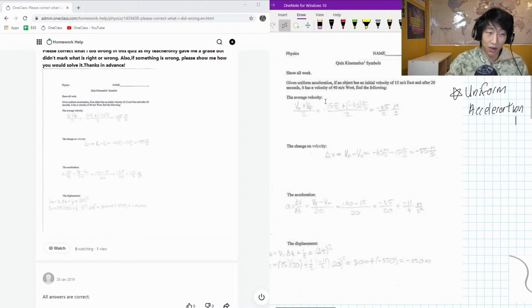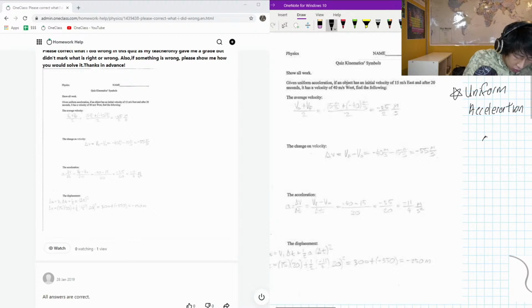Kinematics equations are awesome because they're fairly simple to use and they can always tell us the right answer for things that we need for constant acceleration. But as soon as that acceleration changes, we're out of luck and we can't use our kinematics anymore, but we're not going to worry about that right now. So, given uniform acceleration, an object has an initial velocity of 15 meters per second towards the east, and after 20 seconds, it has a velocity of 40 meters per second to the west.